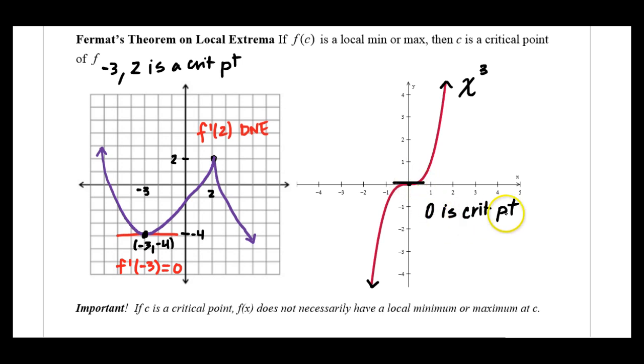So even though 0 is a critical point, f of 0, that y value, is neither a min, a local min, or a local max. So it only works in this direction. If a y value is a local min or max, then c is a critical point. But if c is a critical point, such as in this function 0 is, f of 0 does not necessarily have to be a local min or max.